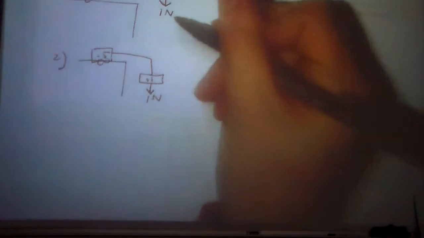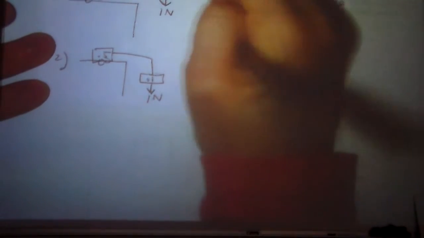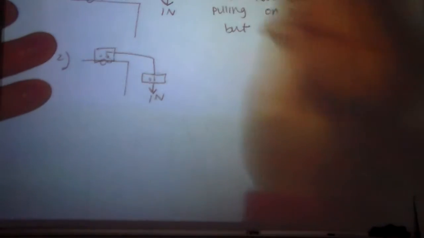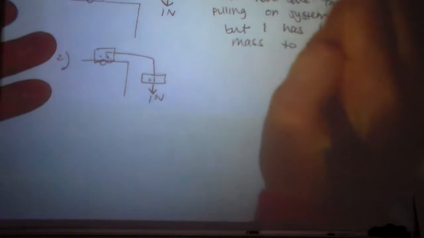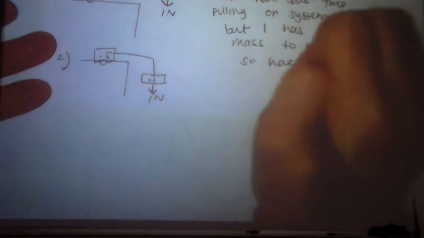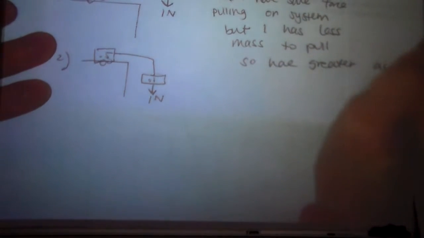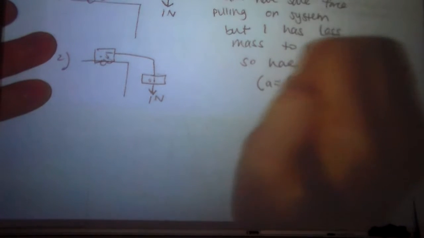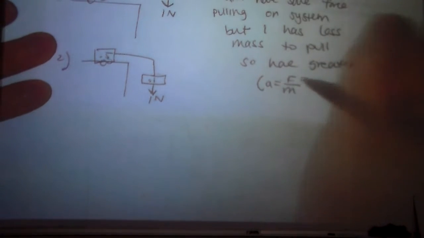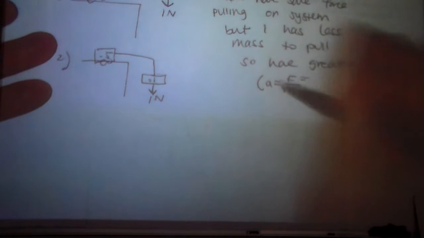So if we're thinking through which one has the greater acceleration, well, they both have the same force pulling on the system, but one has less mass to pull, so it'll have a greater acceleration. Because your acceleration is F over m, right? If F is the same for both, but then smaller mass, you would have a greater acceleration.